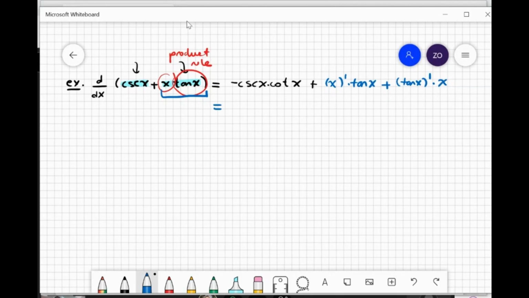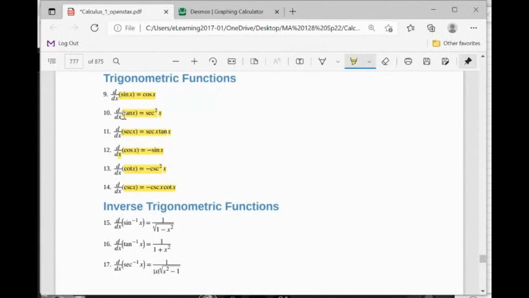So the first one will just stay. There is no derivative here. We already found the derivative. Plus derivative of x is 1 times tangent of x. Plus, now let's check the derivative of tangent. We had found this together, which is secant square of x, rule 10.